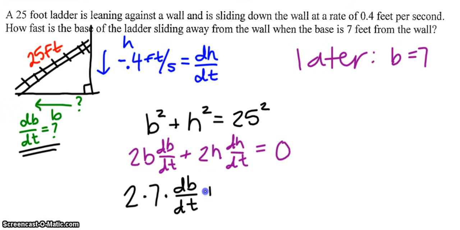So that means we need to figure out the h that's coming out. Oh, I know. It's a triple. So if the bottom is 7, the hypotenuse is 25. It's 7, 24. And our dH dt we said was negative 0.4. It's negative because it was shrinking, sliding down the wall. Okay.